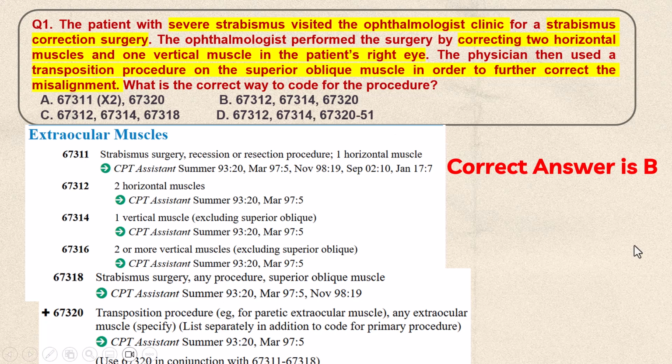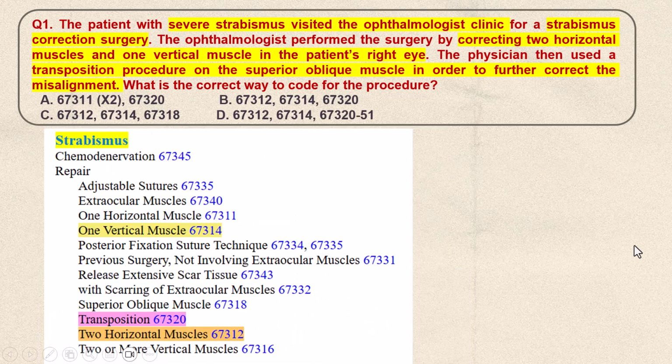So if you encounter this case in a real working scenario, you have to go to the CPT index. In the CPT index, you have to go to strabismus, then go to repair. In the repair, you can go to the subcategories: transposition, that is 67320, 2 horizontal muscles, that is 67312, and 1 vertical muscle, 67314. So again, the answer will be B.